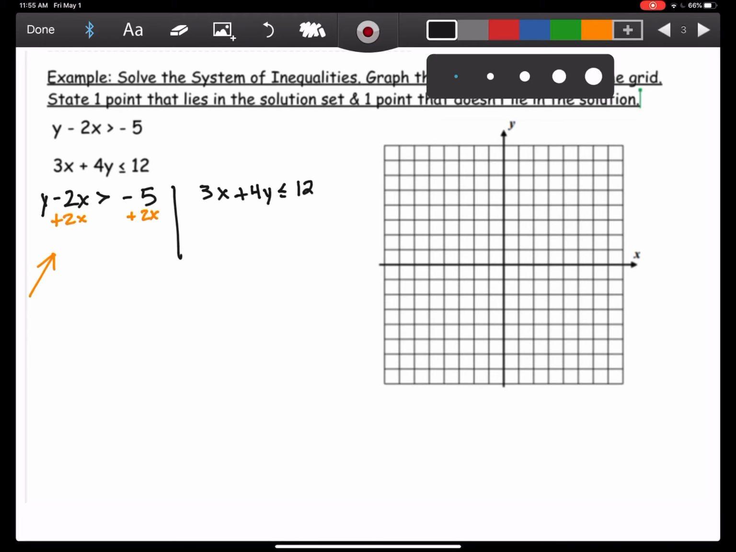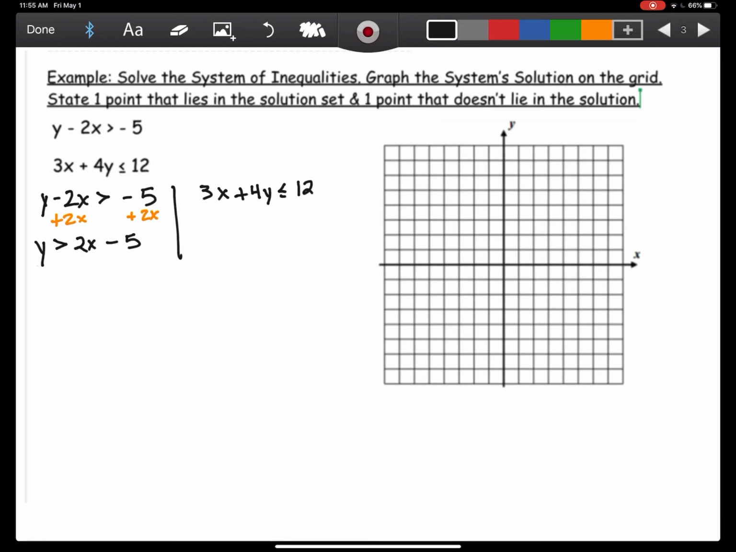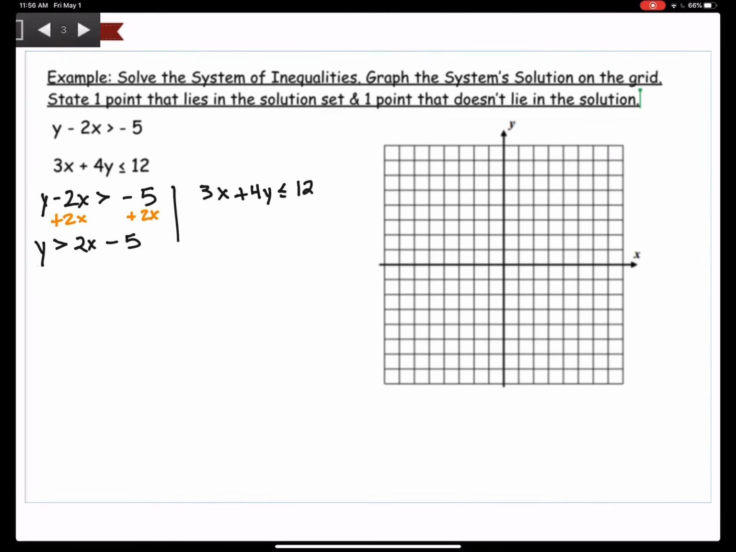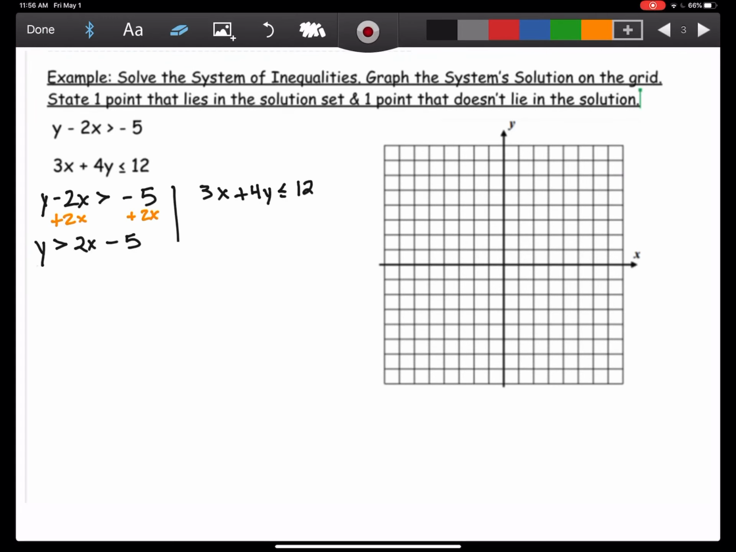Think about how you want it to be in y equals mx plus b form. So I'm rewriting y is greater than 2x minus 5. Okay. Next step. Next inequality. In this one, notice that I've got the y here, and I need to get the 4 out of there, but I also need to get the 3x out of there. So first I'm going to subtract 3x from both sides and move it over to the right.